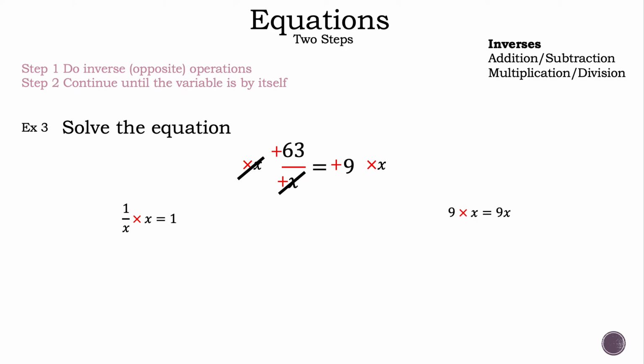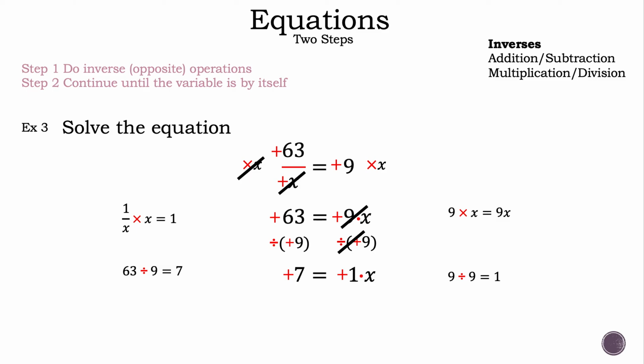So we have 9 times x, which is 9x. And now we have positive 63, which is equal to positive 9 times x. So we have times, and in order to get rid of that number so we can get x by itself, we have to divide by positive 9, and 9 divided by 9 is 1. So those numbers cancel, and now we need to do it to the left hand side. 63 divided by 9 is 7. Let's write down what we have. Positive 7 is equal to positive 1 times x. But once again, you don't need to write down that positive 1 or the plus signs, so you can just write 7 is equal to x. Flip that, we have x is equal to 7, and there we have it.